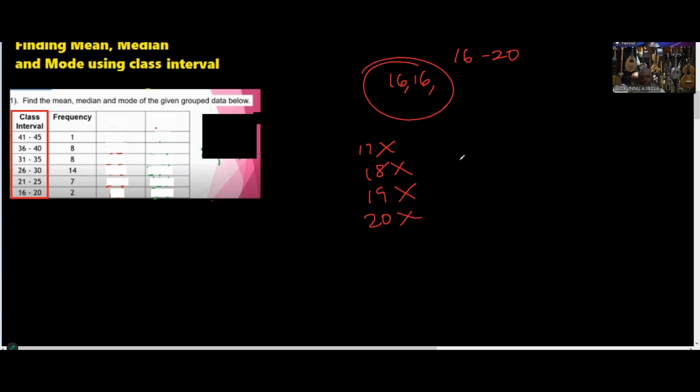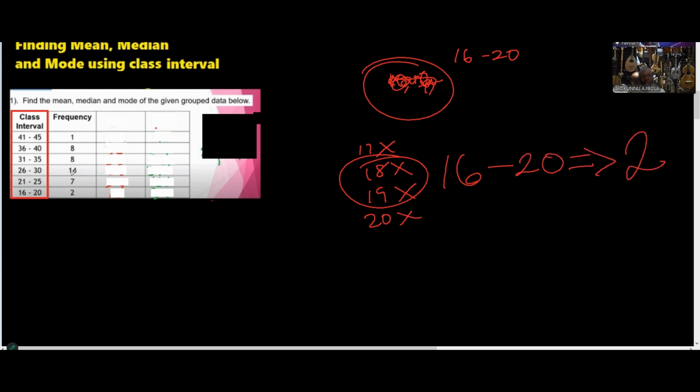And it is possible they are not 16 and 16. It's possible they are 16 and 17, or it's possible that 16 is not even there. Maybe they are just these two numbers. But what we are saying is that from 16 to 20, how many numbers exist? Only two. And that is why this two is there. Is that clear?